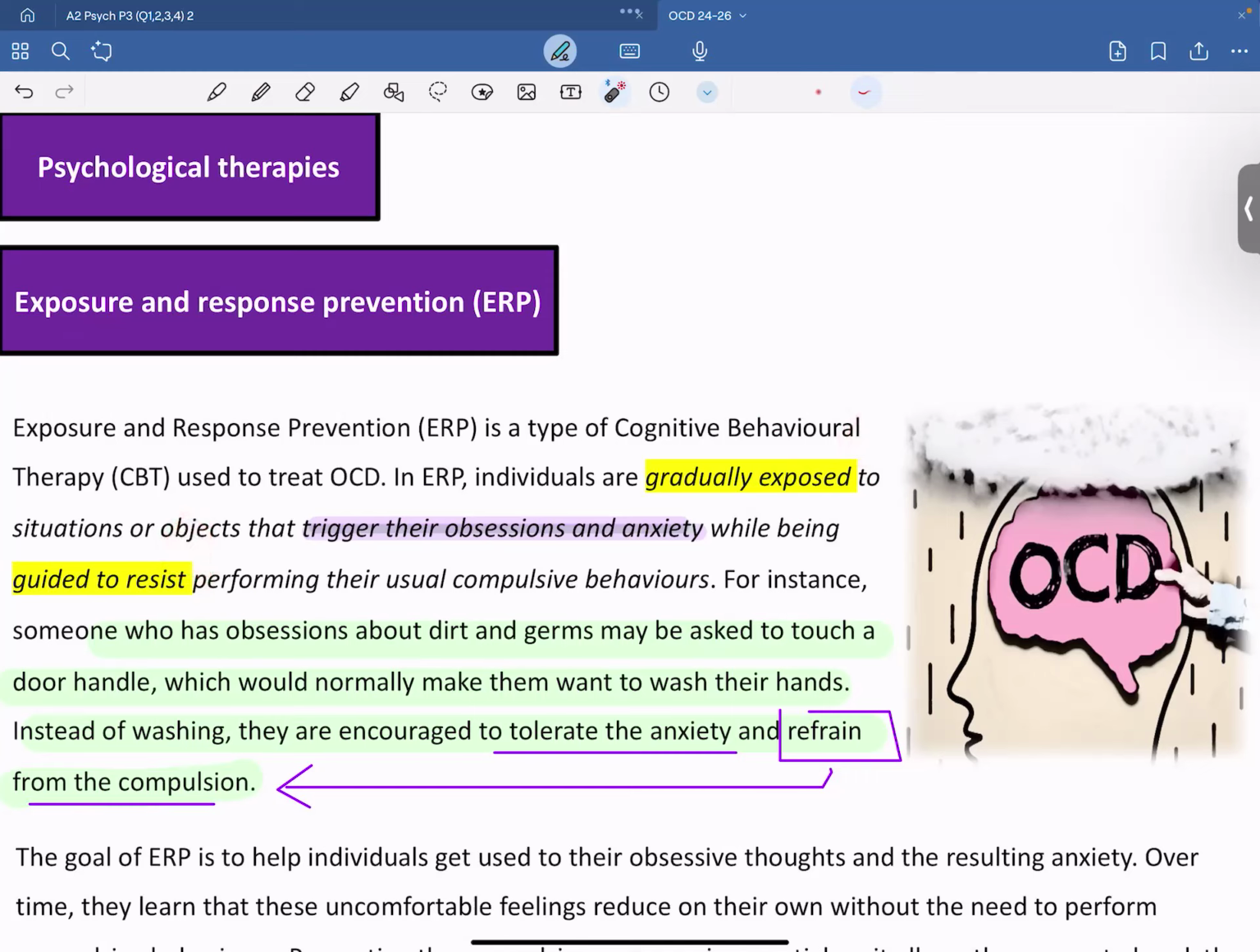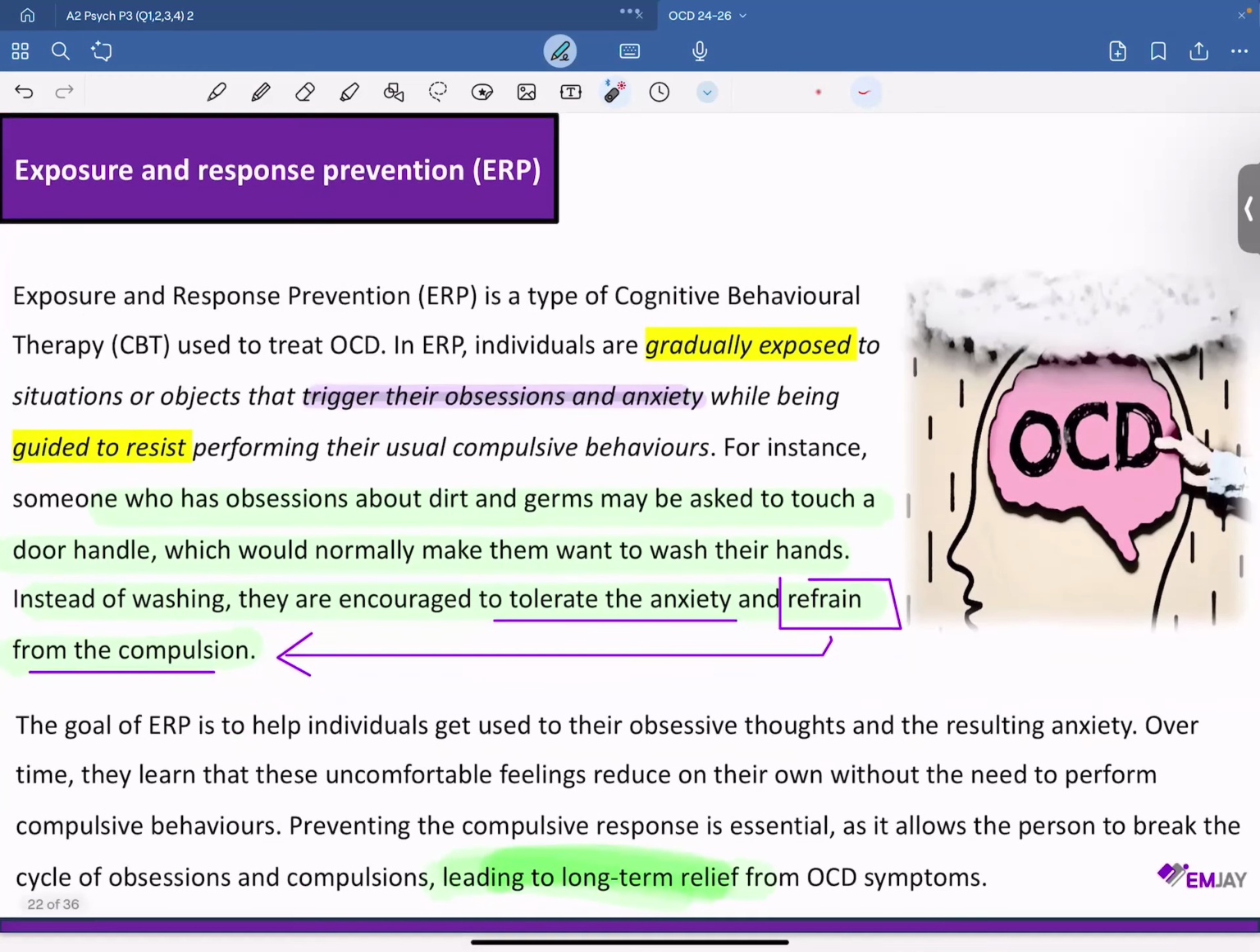So, in exposure and response prevention, individuals are gradually exposed to situations or objects that trigger the obsessions and anxiety while being guided to resist performing their usual compulsive behaviors. For instance, someone who has obsessions with dirt and germs may be asked to touch a door handle, which would normally make them want to wash their hands. Instead of washing, they are encouraged to tolerate the anxiety and refrain from compulsion. So, this is very simple exposure and response prevention. If you understand these three words, exposure, response, prevention, you'd understand this entire technique.